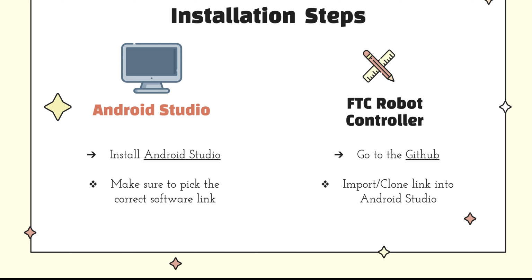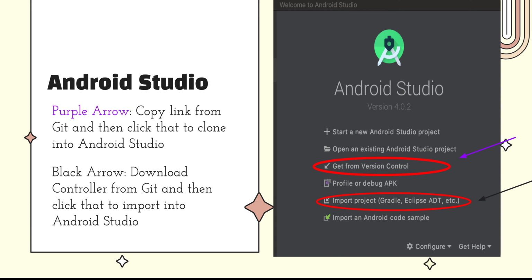So first, it's pretty straightforward. Go to the Android Studio link, make sure you pick the correct software. For example, for me, I would be using a Mac OS link, and I'll download it. Then you're going to go to your FTC robot controller, and go to the GitHub, and you're going to import or clone the link of the Android Studio, which I will elaborate on in the next slide.